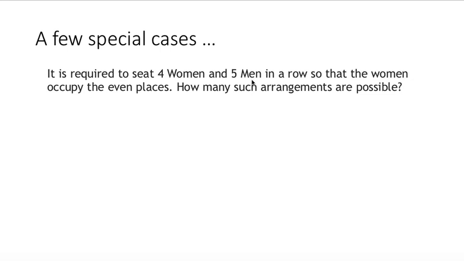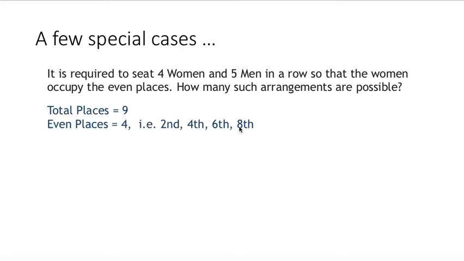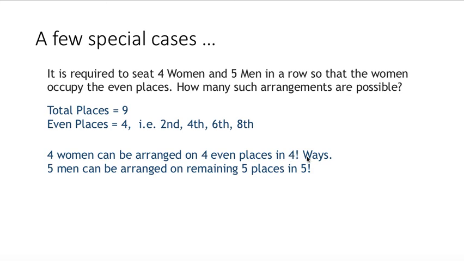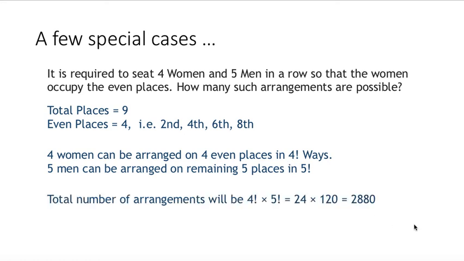The other special case is when you've got extra arrangements here. Okay, so we've got 4 women and 5 men. They've got to sit in a row, but the women have to go on the even places. So place 2, 4, 6, and 8. So how many ways can we put 4 women in 4 seats? That's 4 factorial. And then we've got 5 men in 5 seats. That's 5 factorial. So it's 4 factorial and 5 factorial. So when we say and in probability calculations, we multiply. So there are 2,880 ways to do this.